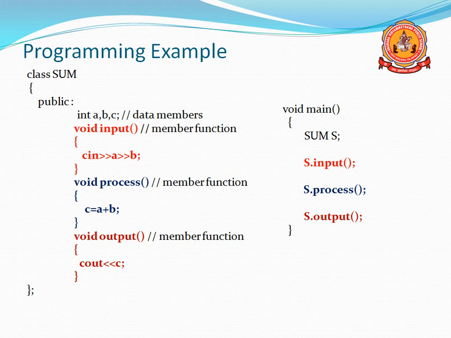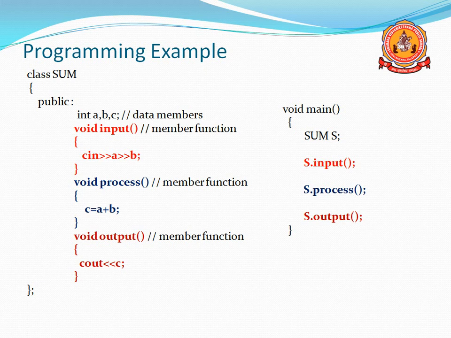Next I created the first function, void input. For that I wrote the code. Next function I wrote, void process, and for that I wrote C is equal to A plus B. One more function I created, void output, in that cout C. So if you want to add two numbers, cin A, B, you should take the two inputs. Then C is equal to A plus B, cout C. So three member functions are there.